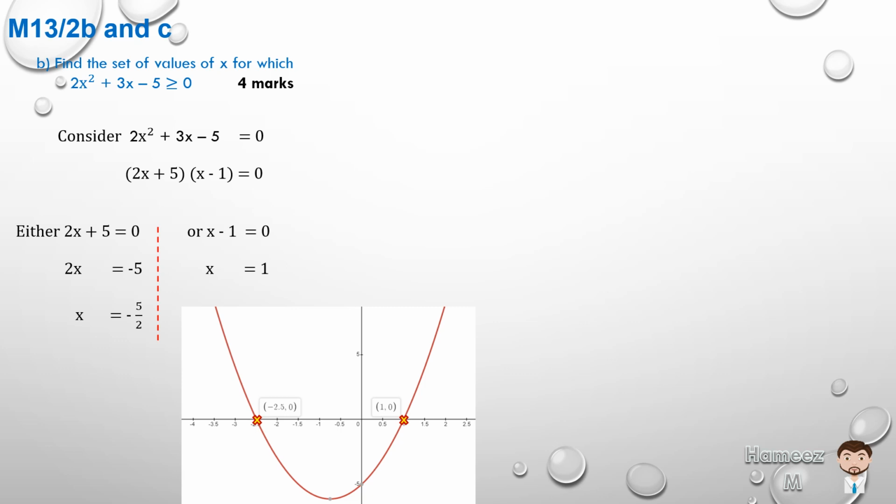From this, the equation is asking us where y is greater than or equal to 0. So if we look at the root on the right-hand side, where x is equal to 1, for y to be greater than or equal to 0, it means x must be greater than or equal to 1. And similarly, at the root where x is equal to minus 5 over 2, or minus 2.5, in order for y to be positive, x must be less than or equal to minus 5 over 2. Thus, if we put it together, we will get minus 5 over 2 is less than or equal to x, which is less than or equal to 1.